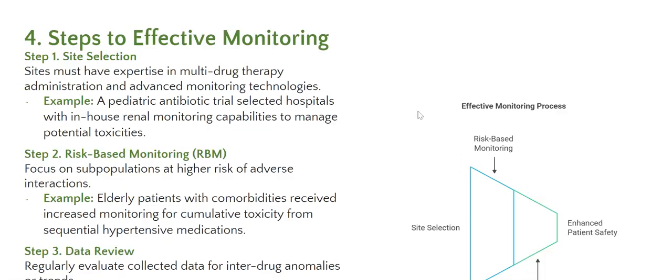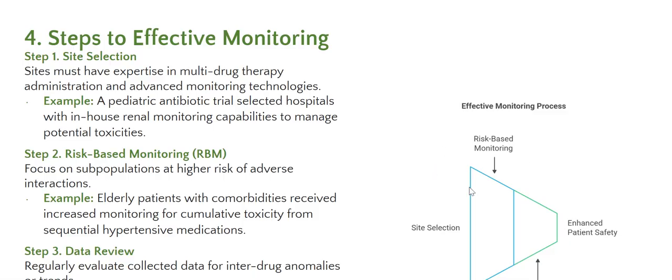Steps to effective monitoring. And here, before we proceed with the steps to effective monitoring, we have the diagram summarizing the effective monitoring process. On the left side selection, we have risk-based monitoring here, data review, and then enhanced patient safety. So step one is site selection. Sites must have expertise in multi-drug therapy administration and advanced monitoring technologies. Example, a pediatric antibiotic trial selected hospitals with in-house renal monitoring capabilities to manage potential toxicities.